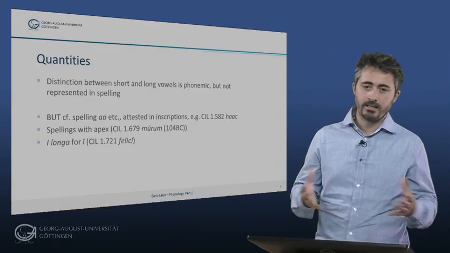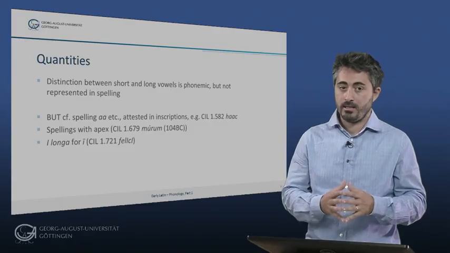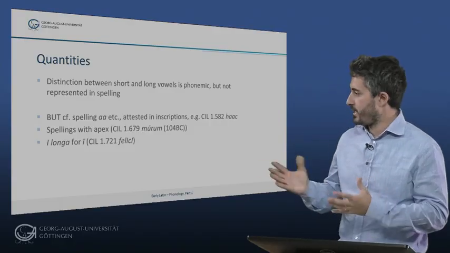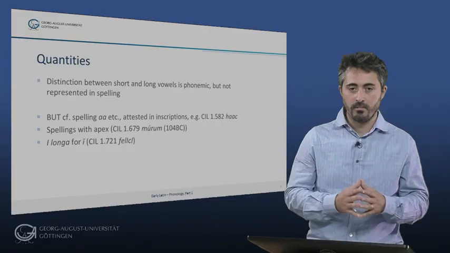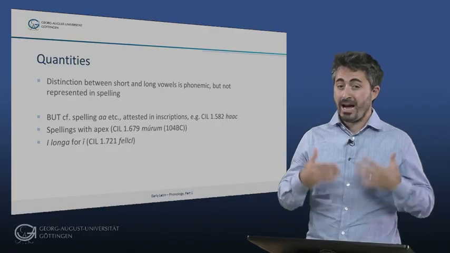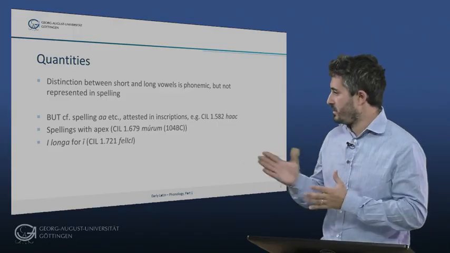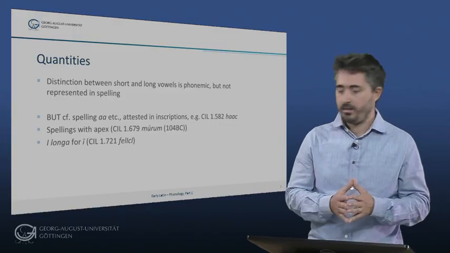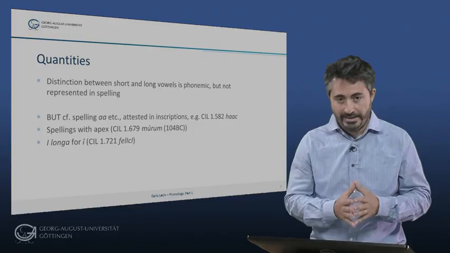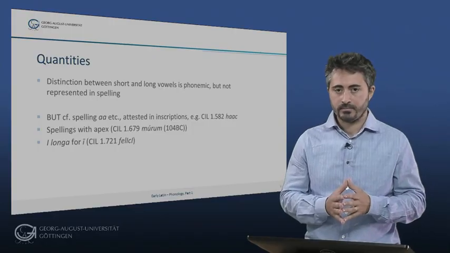Other experiments are the practice to use apices to mark double vowels. That's an example from an inscription of 104 BC, or the use of a sort of long I to mark long E. As you can see from that description, the long I in felici, both of them long.